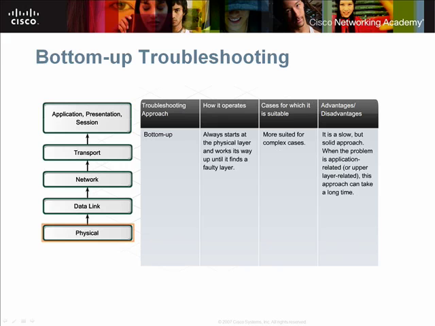Unfortunately, if the problem turns out to be in lower layers, time and effort is wasted when using this approach. As you might suspect, when using the bottom-up approach, the networker begins at the physical layer and works upward toward a solution. Using this approach can take a long time if the problem ends up being at the upper layers rather than the physical layer.